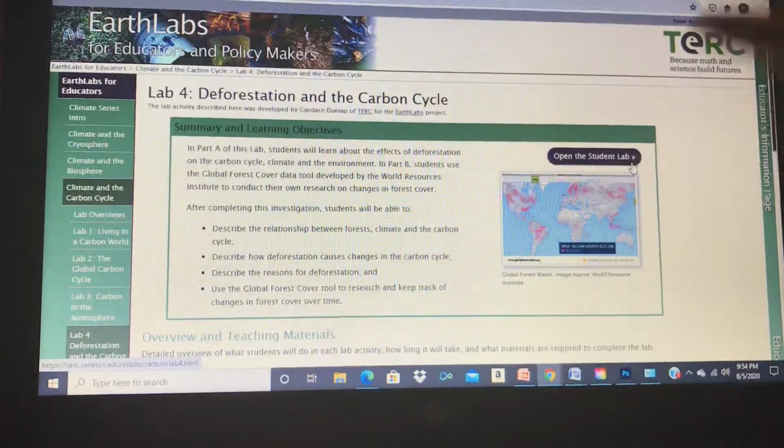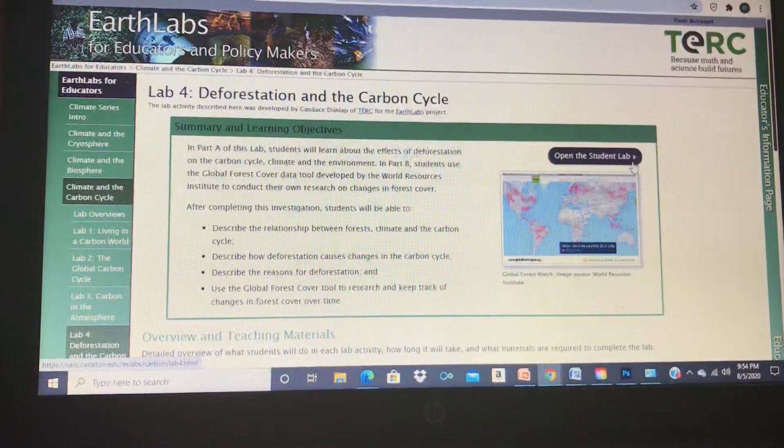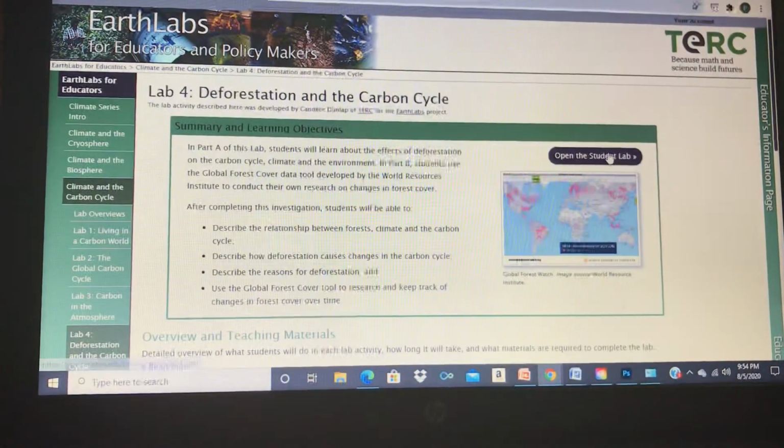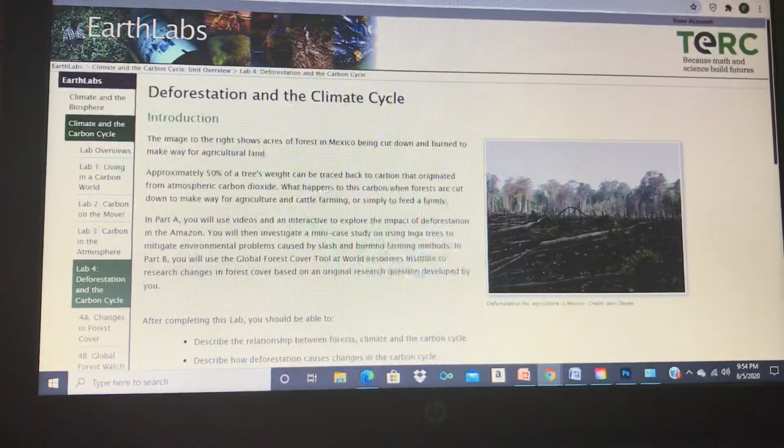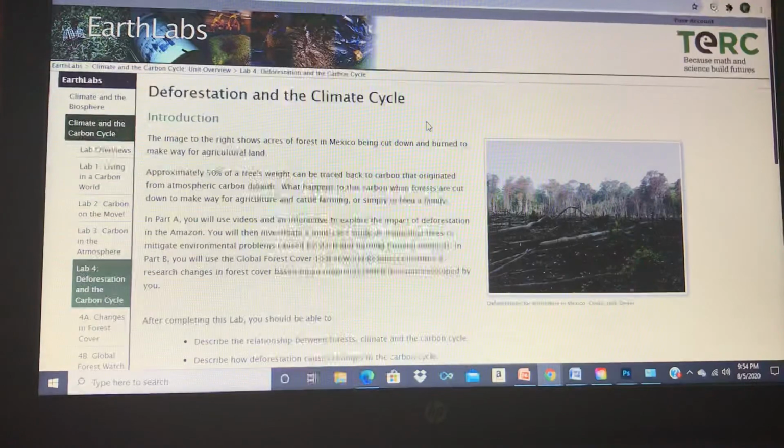This says open the student lab. That's where we should be going, and it will open in a new tab. So we're going to click that and you can see it comes right up here. It says Earth Labs, Deforestation and the Climate Cycle. So the first thing we're going to do is read the introduction here.